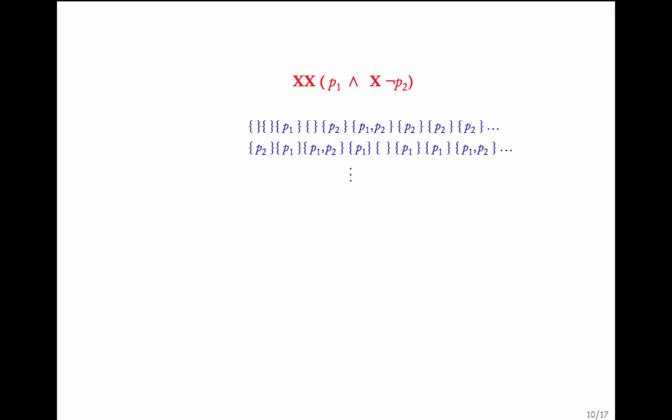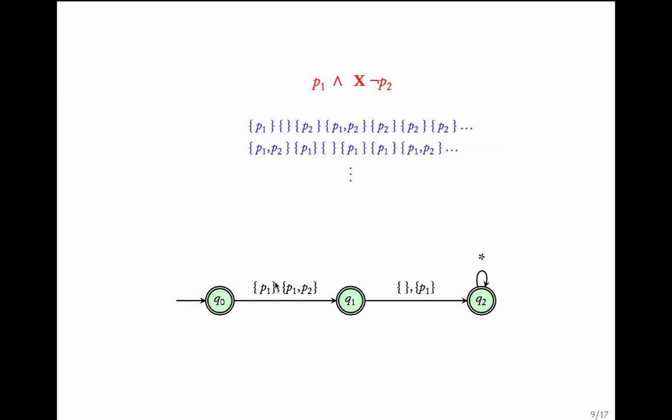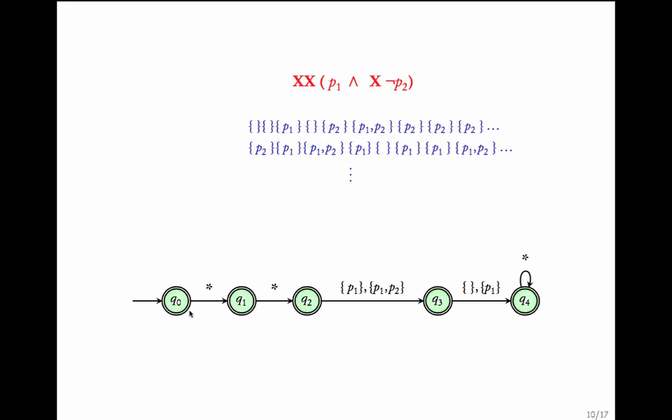How do we give the automaton for this? It's similar to the previous automaton, just that the first two letters need to be ignored. So you read anything as the first letter, you read anything as the second letter. However, the third letter that you read should contain P1 and the fourth letter that you read should not contain P2. Once you do this, you read any letter. Okay? So this is the automaton for X of P1 and X of not P2.